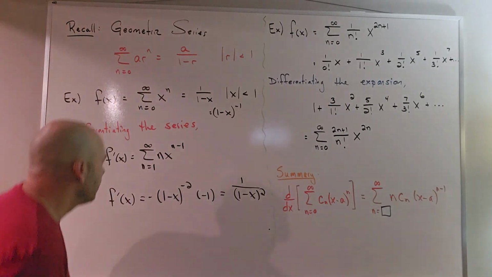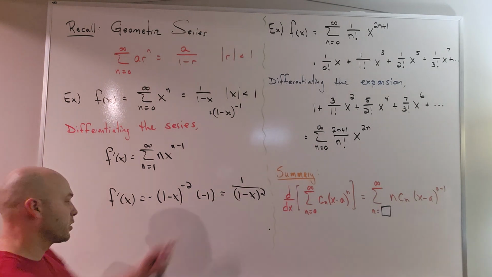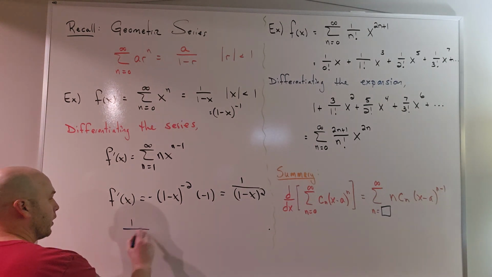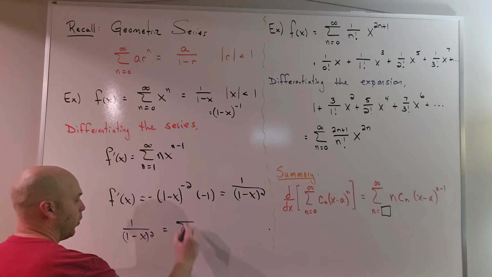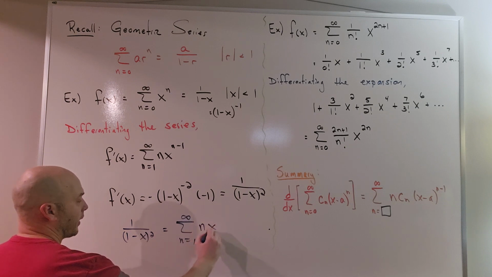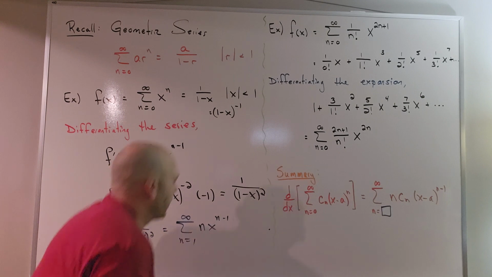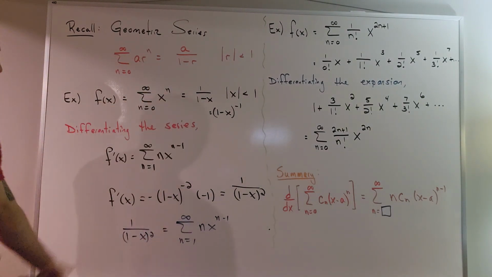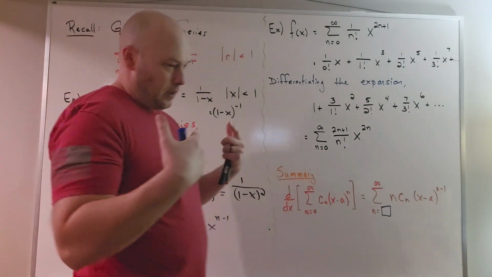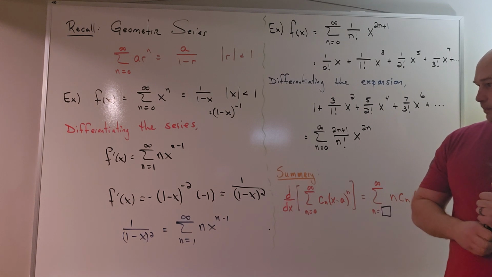What that allowed me to do is I actually was able to generate a power series for this function. So summarizing, 1 over (1 minus x) squared is equal to the sum from 1 to infinity of n x to the n minus 1. In other words, differentiating power series, if I have the original series, I can write it as a function. I can generate power series for other functions using that technique.